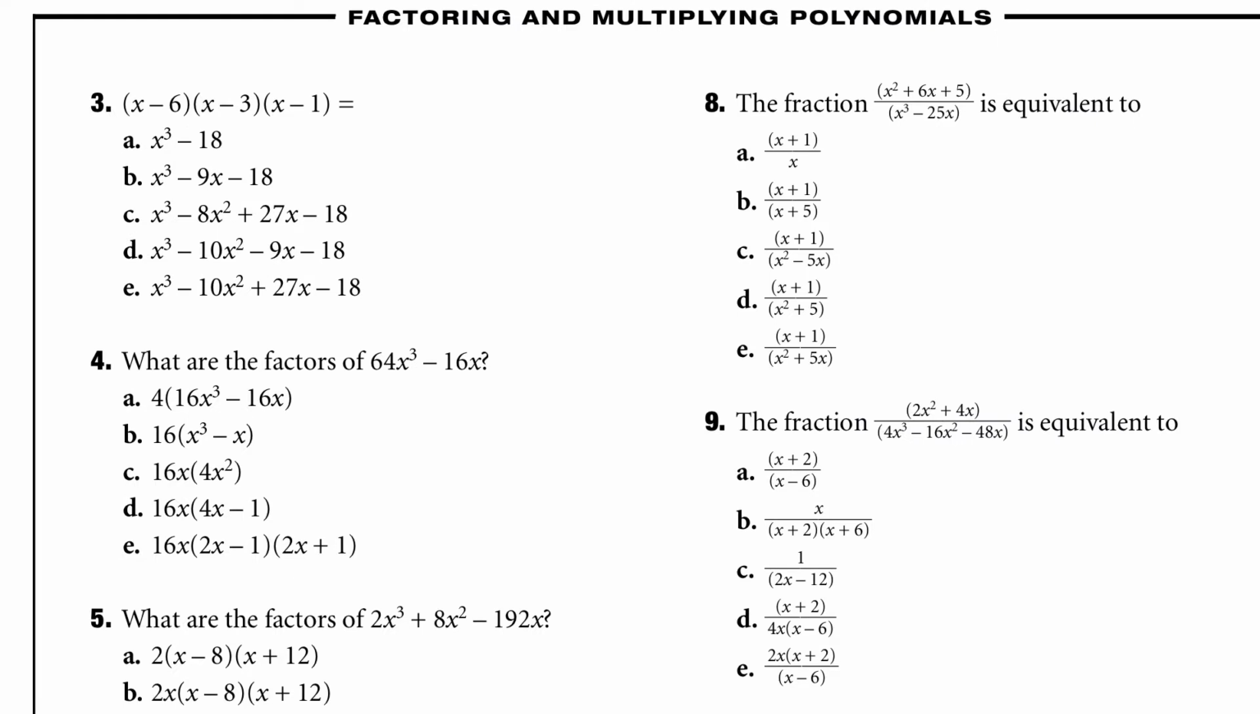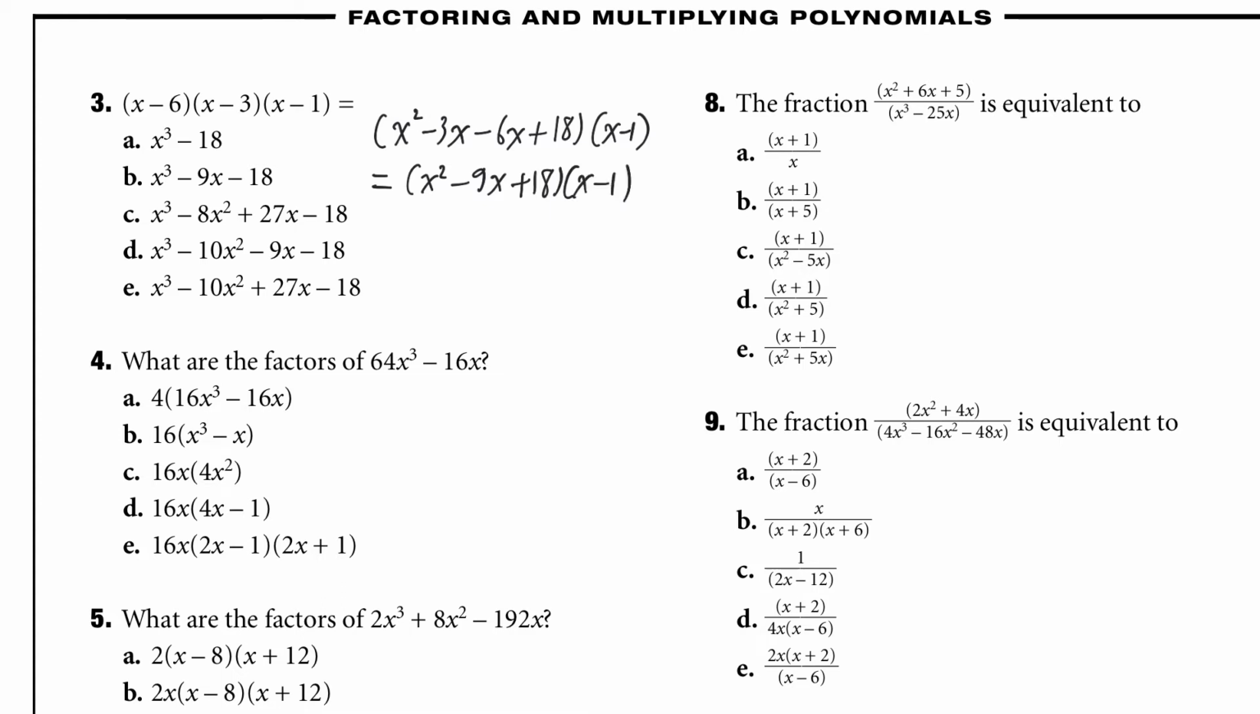Let's keep going. So we have 3 brackets, x minus 6 times x minus 3 times x minus 1. I'm going to expand the first bracket first. So x times x is x squared. X times negative 3 is negative 3x. Negative 6 times x is negative 6x. And negative 6 times negative 3 is positive 18. And then we still have the negative x minus 1. I'm going to collect like terms again. So negative 3x minus 6x is negative 9x.